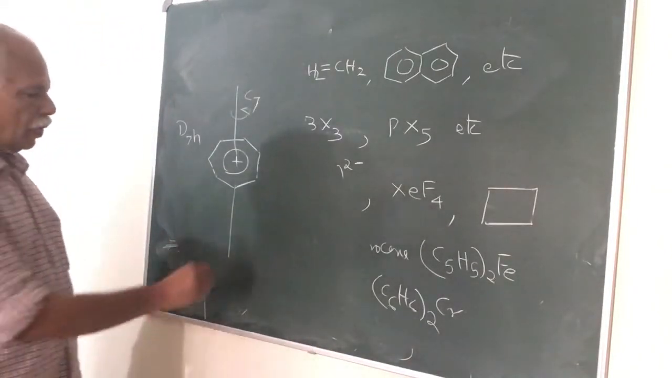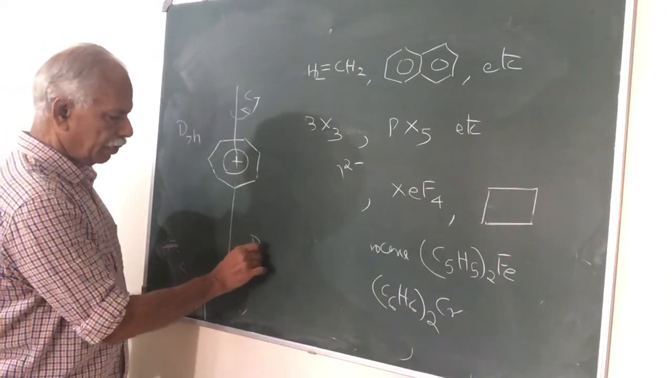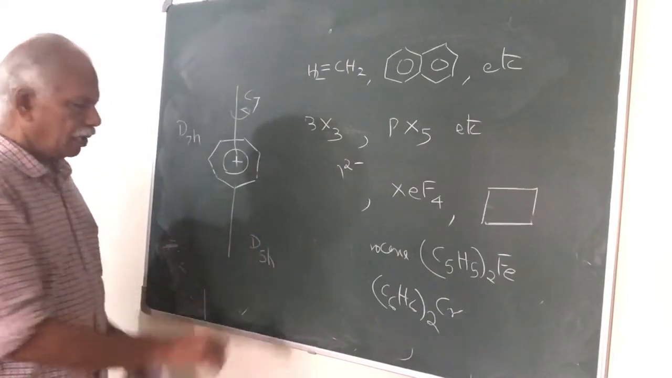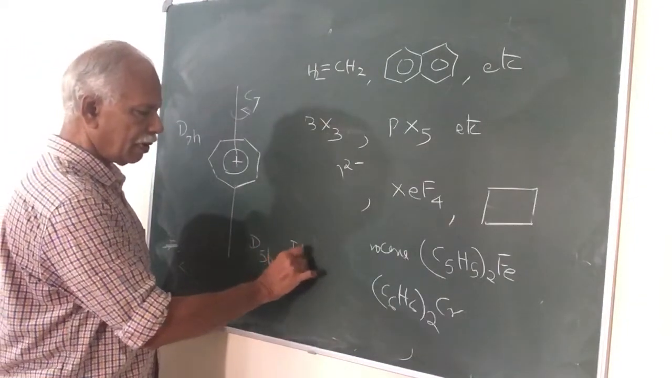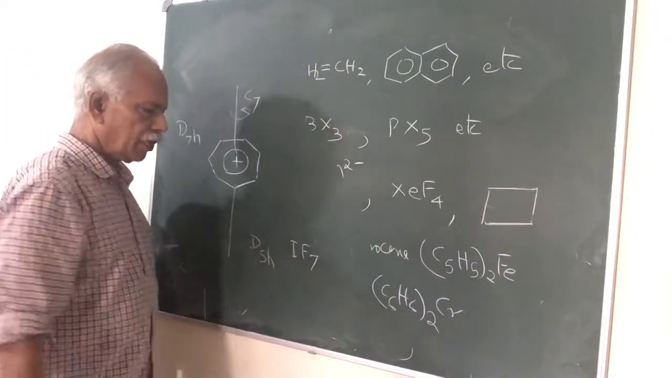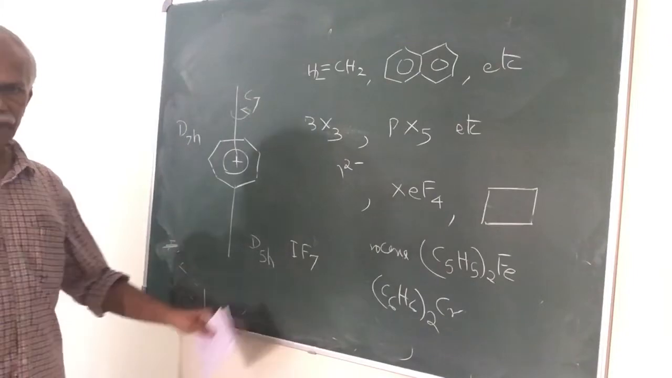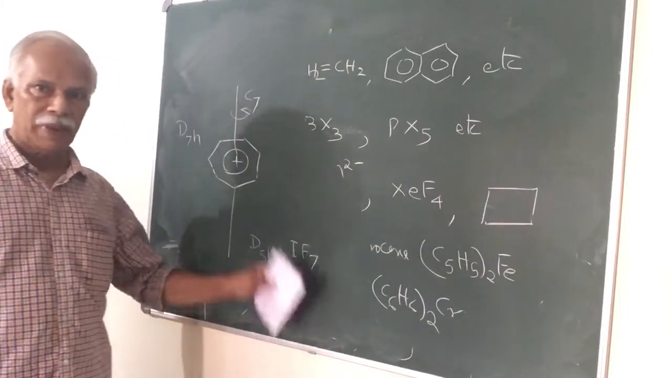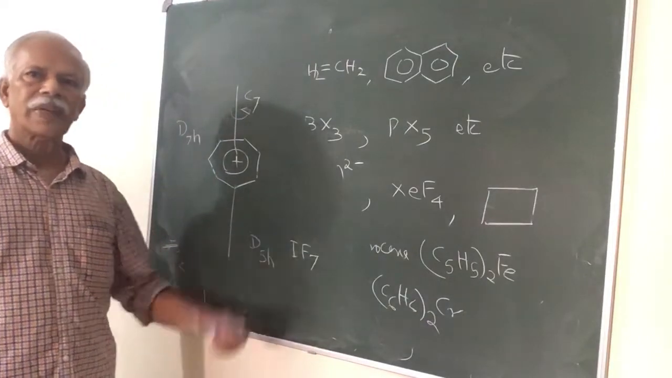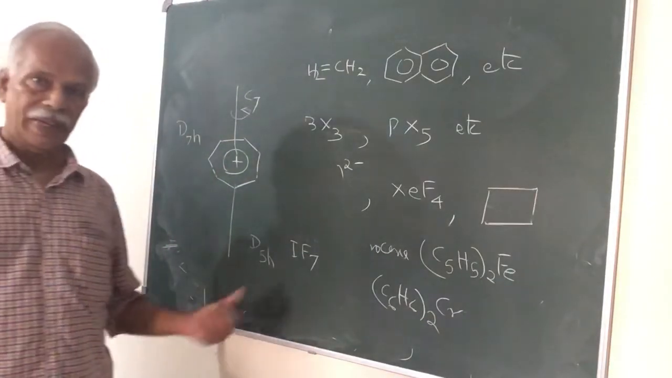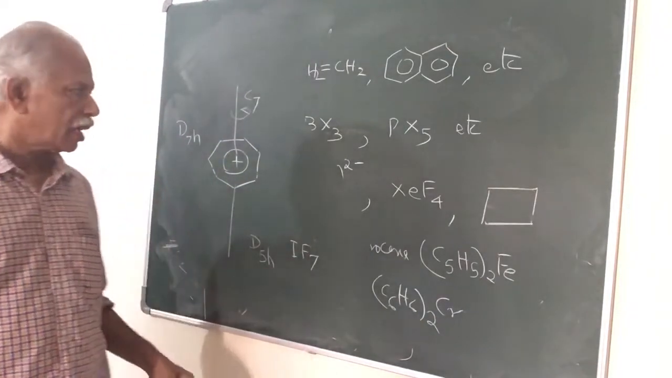As an example for D5h, you can quote the interhalogen compound iodine heptafluoride. It is a pentagonal bipyramidal molecule. You can classify that into D5h. Forgot to mention it earlier.